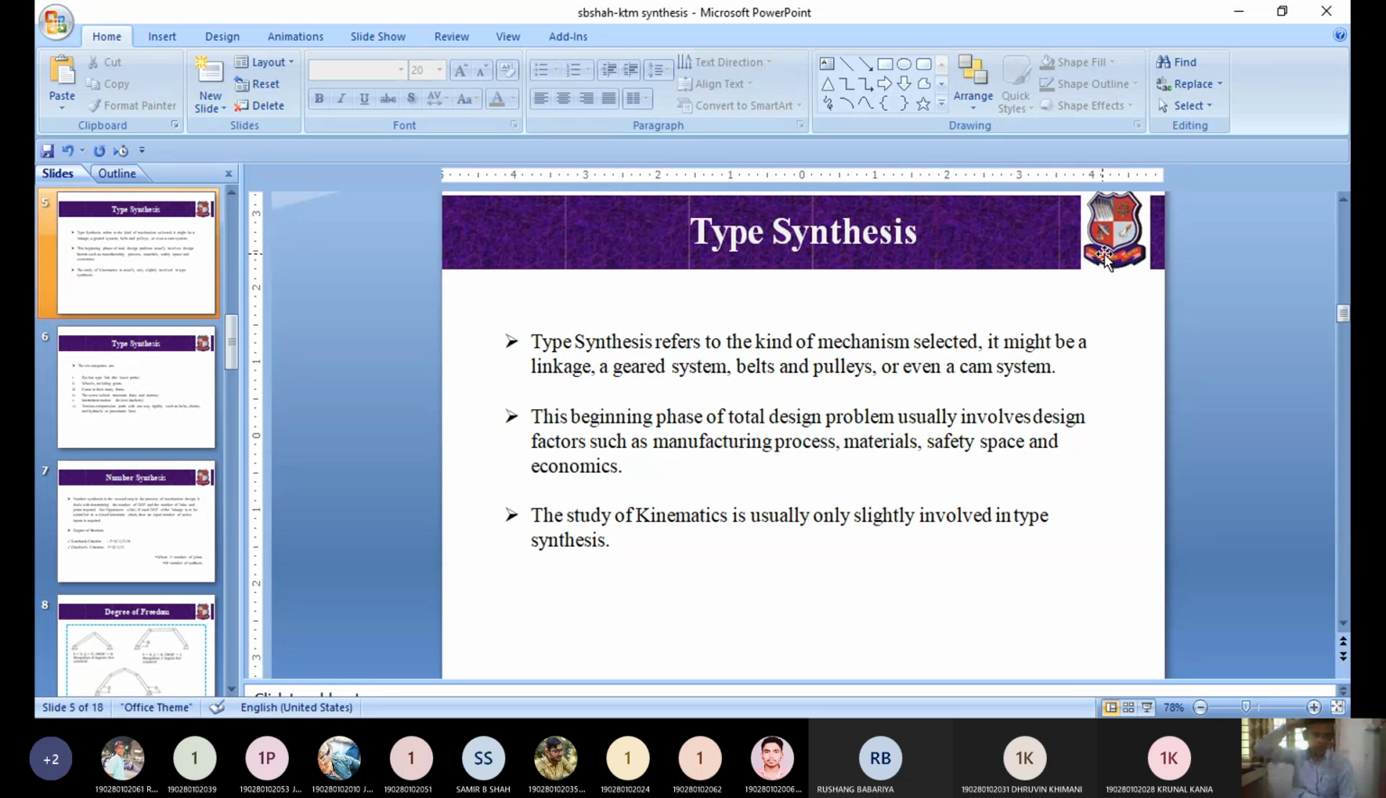So type synthesis is very important when we talk about synthesis. The study of kinematics is usually only slightly involved in type synthesis. Whatever we talked about in the first chapter, basics of mechanism and kinematics, is mostly near to type synthesis.